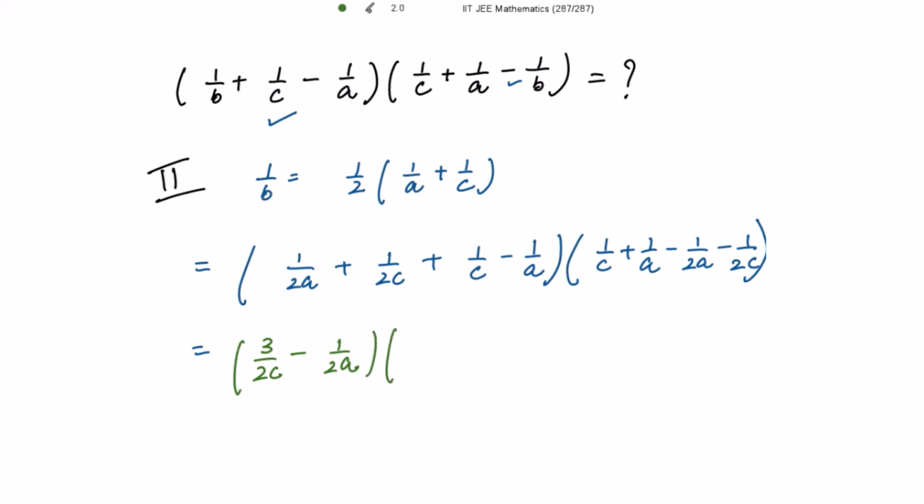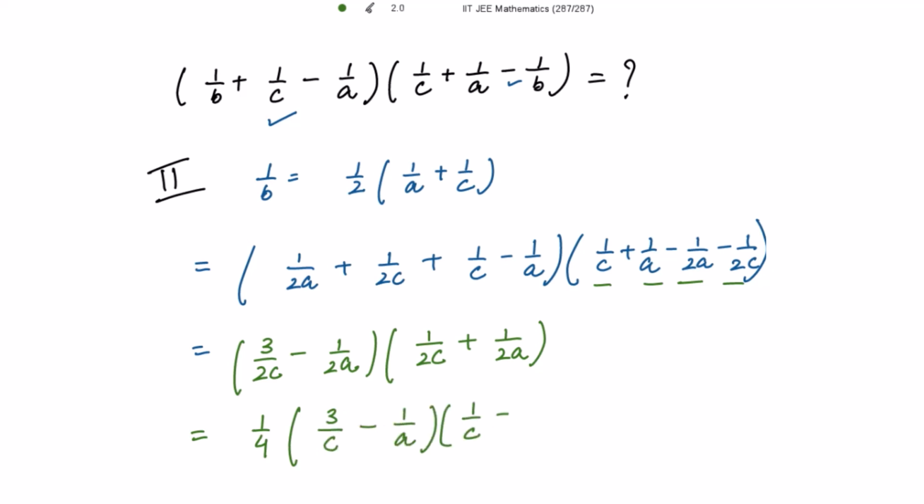From the second bracket, we are getting 1 by C minus 1 by 2C, that gives 1 divided by 2C, and 1 by A minus 1 by 2A gives plus 1 divided by 2A, right? So taking 1 by 2 common from the first bracket and also from the second bracket, we get 1 divided by 4 as common from both these brackets. So this is 3 divided by c minus 1 divided by a into 1 divided by c plus 1 divided by a.